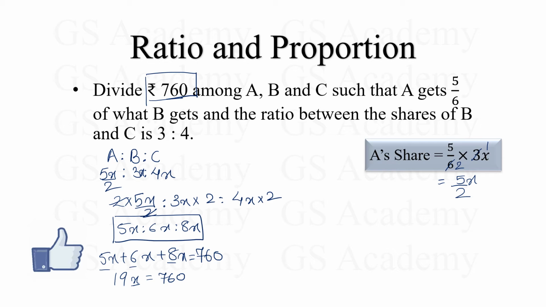In order to find the value of x, we will shift this 19 to the other side. So this becomes 760 divided by 19. 19 ones are 19, 19 fours are 76, and this 0. So x value is 40.